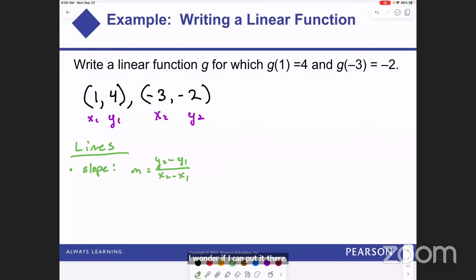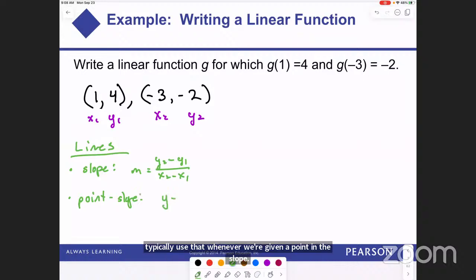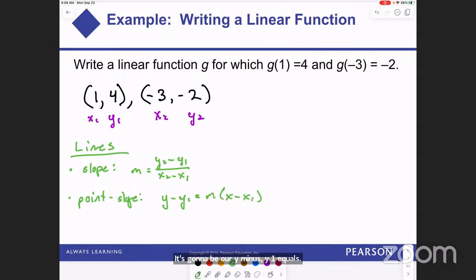Okay. So then we have our point slope formula. We typically use that whenever we're given a point and a slope. It's going to be y minus y1 equals m times x minus x1. And then lastly is our slope intercept formula. Okay. And that's the classic y equals mx plus b.